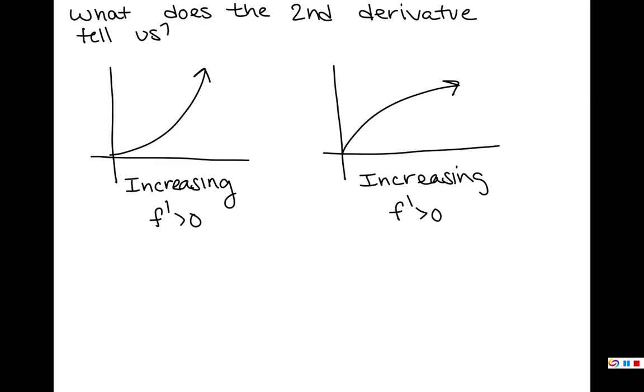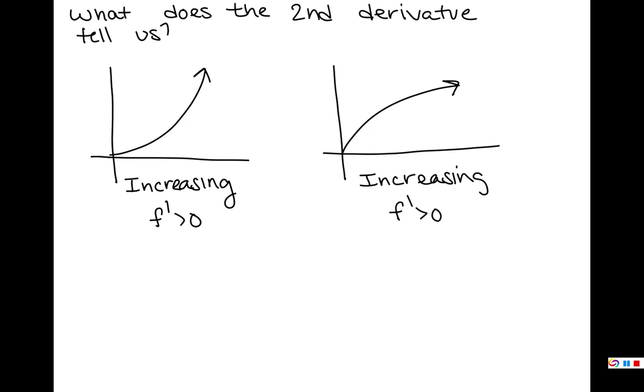In part 2 of this section, we're going to switch gears a little bit and now think about what the second derivative, or f double prime, tells us about the graph of a function. On the screen, I have two different functions that are increasing. Both of these functions have first derivatives that are positive. These are increasing functions. However, if we look at these graphs, we know that they are very different graphs. They're giving us a different story about that increase.